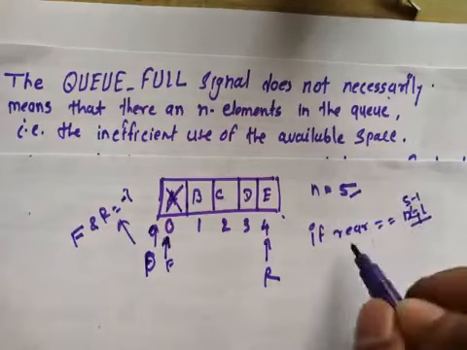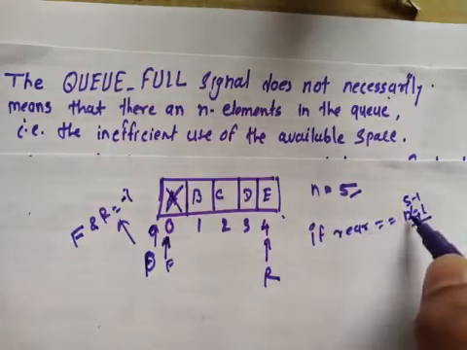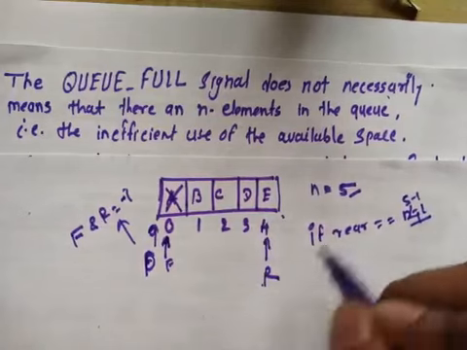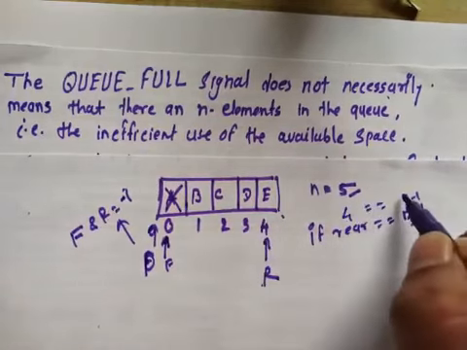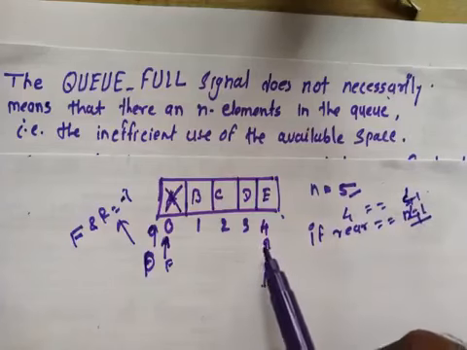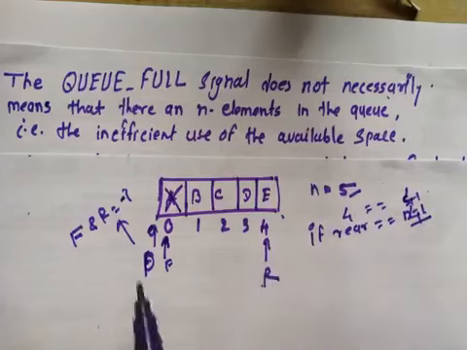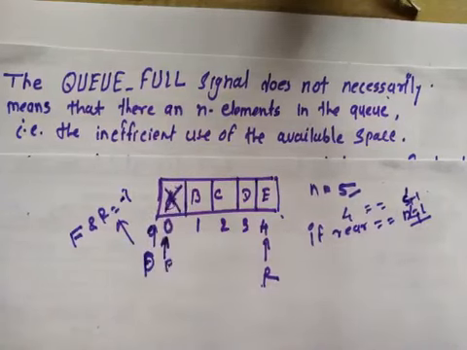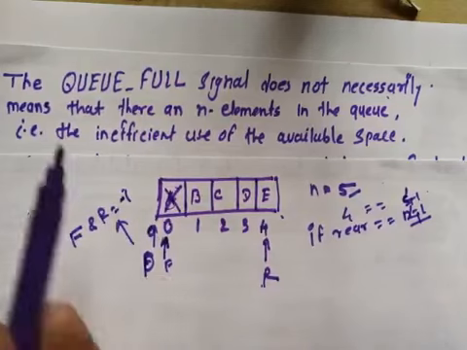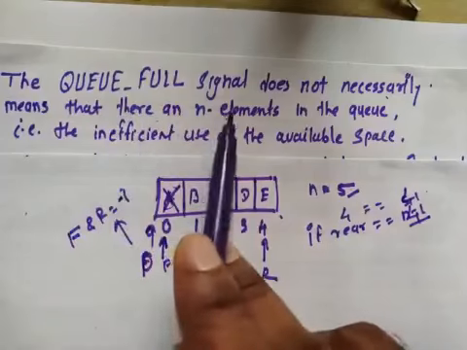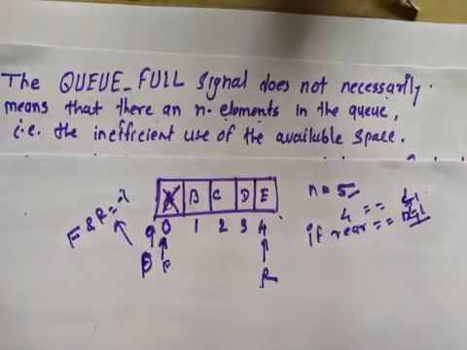So if rear is equal to n minus 1, then the queue is full. Now my rear is pointing to index 4, so 4 is equal to n minus 1. What is the n value? 5 minus 1, that is 4. Condition satisfied. So it will say the queue is full. But here we have one vacant place since we deleted one element from this queue. Meaning the queue full signal does not necessarily mean that there are n elements in the queue.